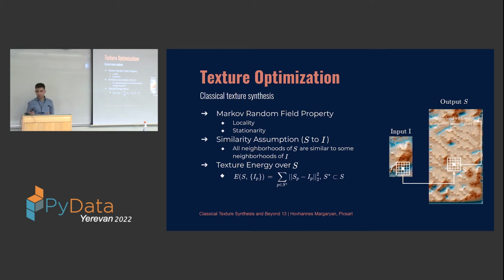Let's formally assume that we are given a patch SP around pixel P of size W, and we are also given a patch IP from the input texture that is the most similar patch to the given patch SP. The texture energy over the whole output texture S is defined as a sum of L2 norms between SP and IP, for all neighborhoods in the output texture. In practice, we only choose to work with a subset S star because it is computationally less expensive, and in general, it is redundant to have all the neighborhoods in the output texture.